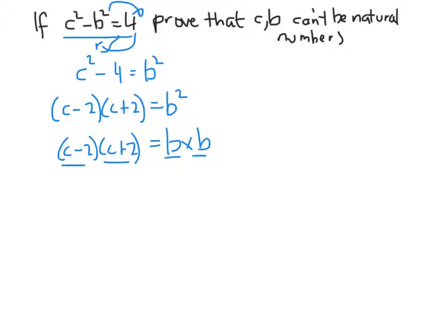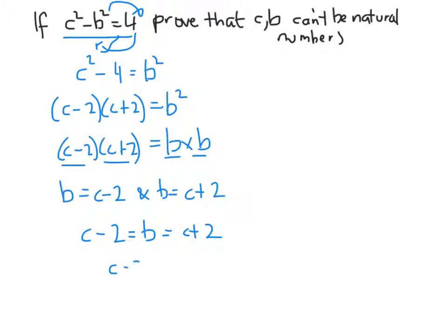Now I guess the other thing you can do is say, well, b could be equal to c minus 2, and b could be equal to c plus 2, which leads us to say, well, if we write this around the other way, c minus 2 is equal to b, and c plus 2 is equal to b, which means we could get c minus 2 is equal to c plus 2, which means we have minus 2 equaling plus 2, which is a contradiction that we can't have. So that means neither c or b could be equal to natural numbers.